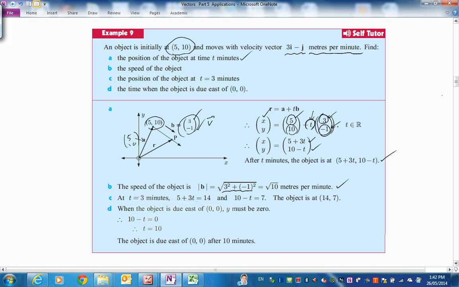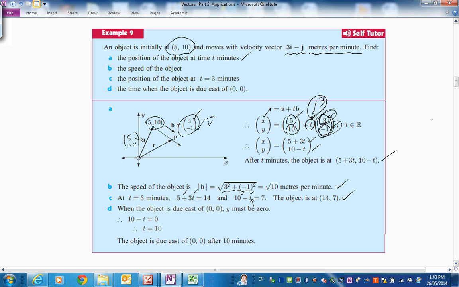Okay, after 3 minutes, we will have 3 lots. Come over here, I think. This will be 3 minutes. We'll have 3 lots of this displacement in the x, this displacement in the y. So it'll be 5 plus 3t is 14 and 10 take t. Okay, so that will be the idea after 3 minutes. So the object will be at 14 and 7. So 3 is in here, t is 3 after 3 minutes. So you adjust the displacement accordingly.